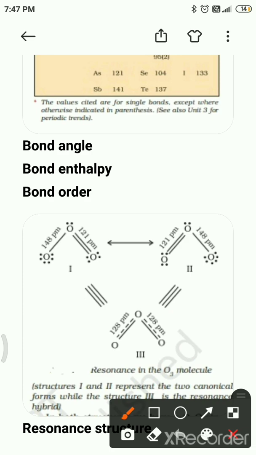Resonance stabilizes the molecule, as the energy of the resonance hybrid is less than the energy of any single canonical structure, and the resonance averages the bond characteristics as a whole. Thus, the energy of the O3 resonance hybrid is lower than either of the two canonical forms 1 and 2.